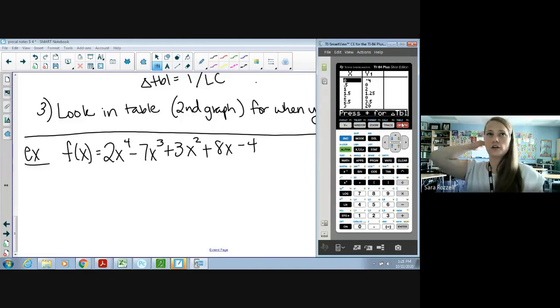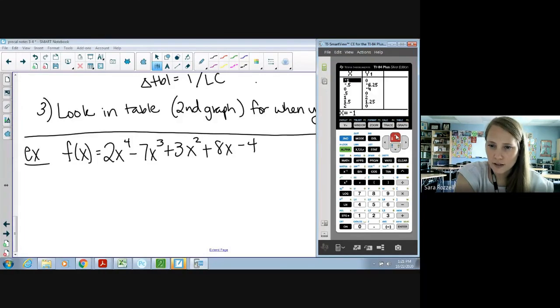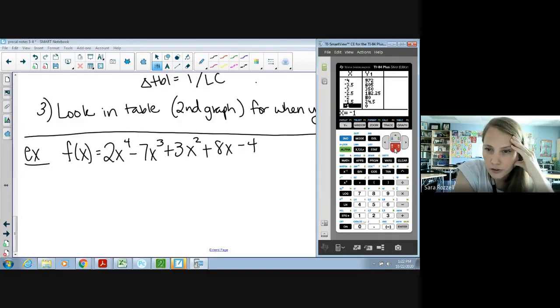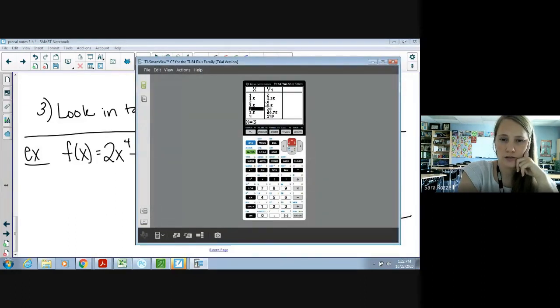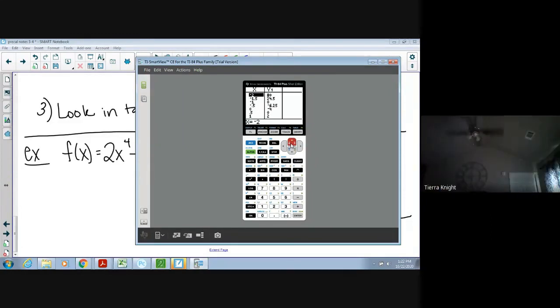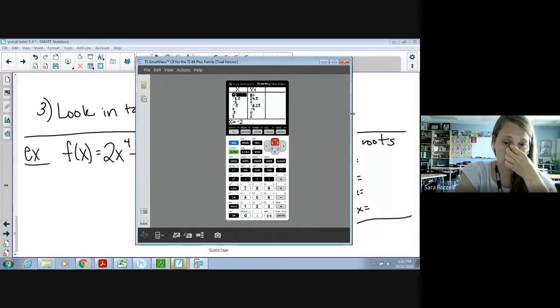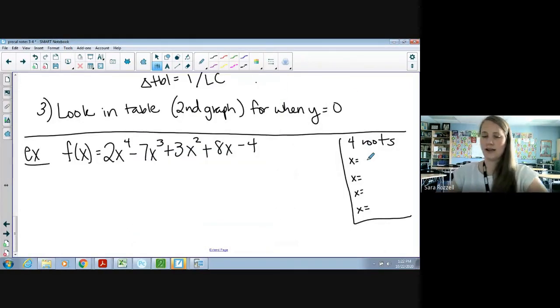So everybody go to your table, and you're going to look for when y equals 0. Did we find some? I found 2, 1/2, and -1. I'm going to check all the way from -4 to 4, though. Nope. Nope. Okay. So I only got 3 of them. I'll write them down. What were they? 2, 1/2, and -1. How did you get it? I hit second graph, which gives you the table. Okay, thank you. So 2, 1/2, and -1.